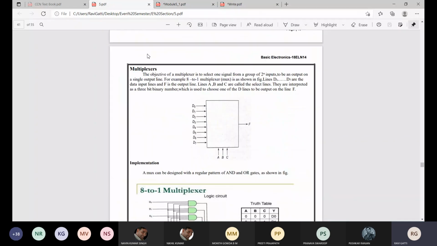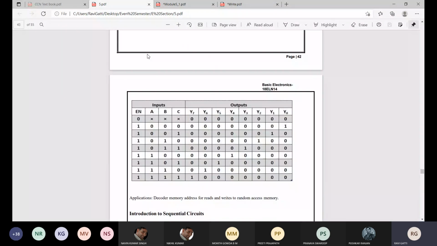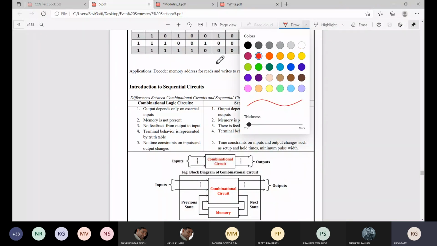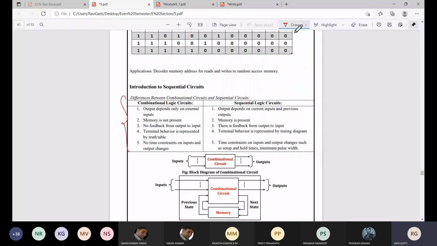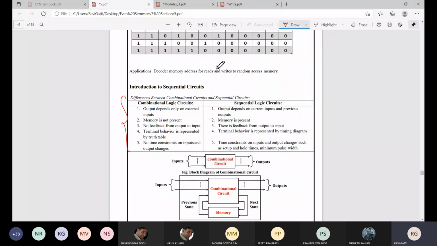So now we finished combinational circuits, and we go for the next type, sequential circuits. Before that, let us understand the difference between combinational and sequential circuits. Still now whatever we have discussed is combinational circuits. It may be logic gates, an XOR gate, a full adder, half adder, multiplexer or demultiplexer. The output depends only on the external inputs at any instant of time.